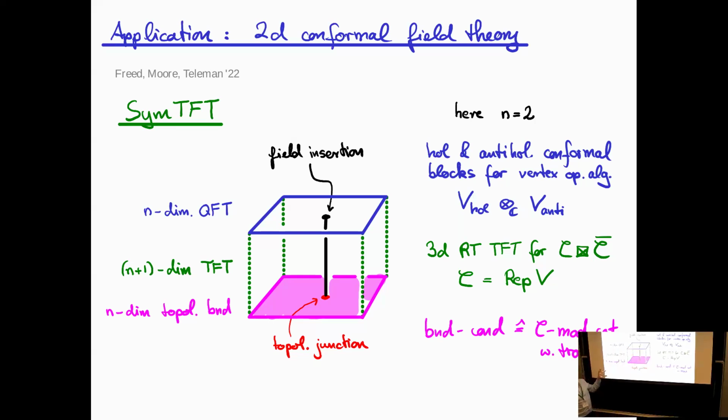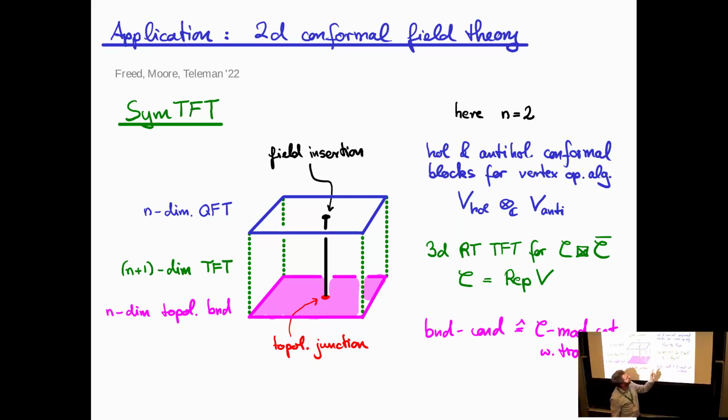An instance of this, which is realized by this Reshetikhin-Turaev theory, is the following, where you work in n equals 2, so that's 2-dimensional as in the picture. What you assign to the non-topological boundary is the space of holomorphic and anti-holomorphic conformal blocks for some vertex operator algebra, which would now be a tensor product of something holomorphic and something anti-holomorphic. In this talk, I will take these to be the same. So the holomorphic and the anti-holomorphic VOA are the same, and we will see in a moment why I want this.